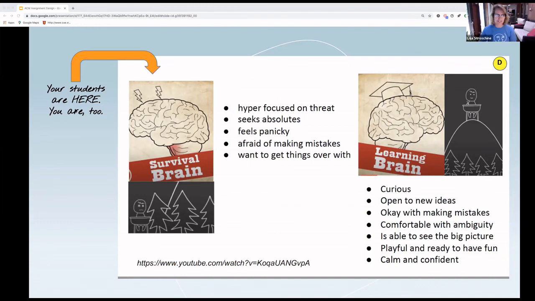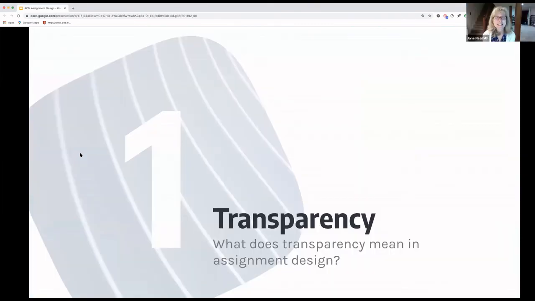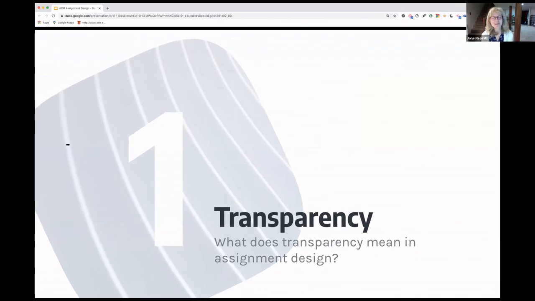So I'm going to hand it over to Jane Nesmith, and she's going to start us off with transparent design. Thanks, Lisa. I also have to remember that you have to unmute yourself if you want to talk on Zoom. So important theory to remember.